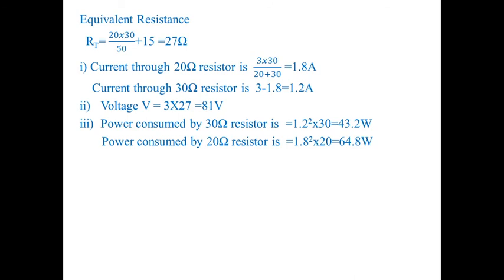Now, the power consumed by the 30 ohm resistance: the current through the 30 ohm resistance is 1.2 amps, so it is 1.2 square into the resistance, 30 ohm. So, it is 43.2 watts. And the power consumed in the 20 ohm resistance is 1.8 square, where 1.8 is the current flowing through the 20 ohm resistance, into 20 ohm. So, it is 64.8 watts. So, this is the solution of the problem.